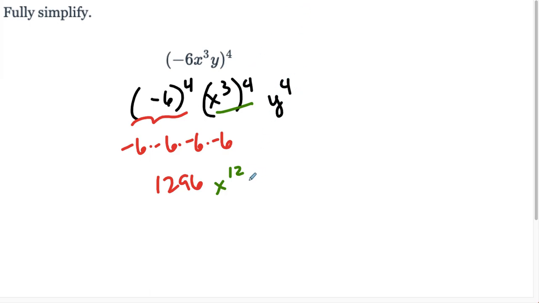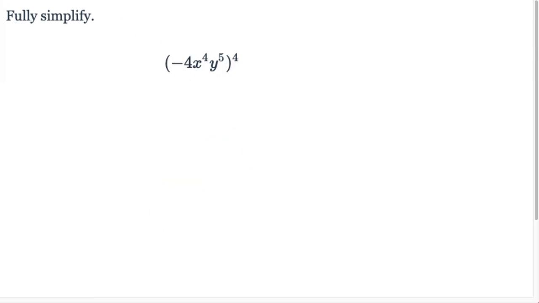And then there is no other y to the fourth power variable, so that's it. I'm just going to bring that down. All right, let's see you try this one on your own.